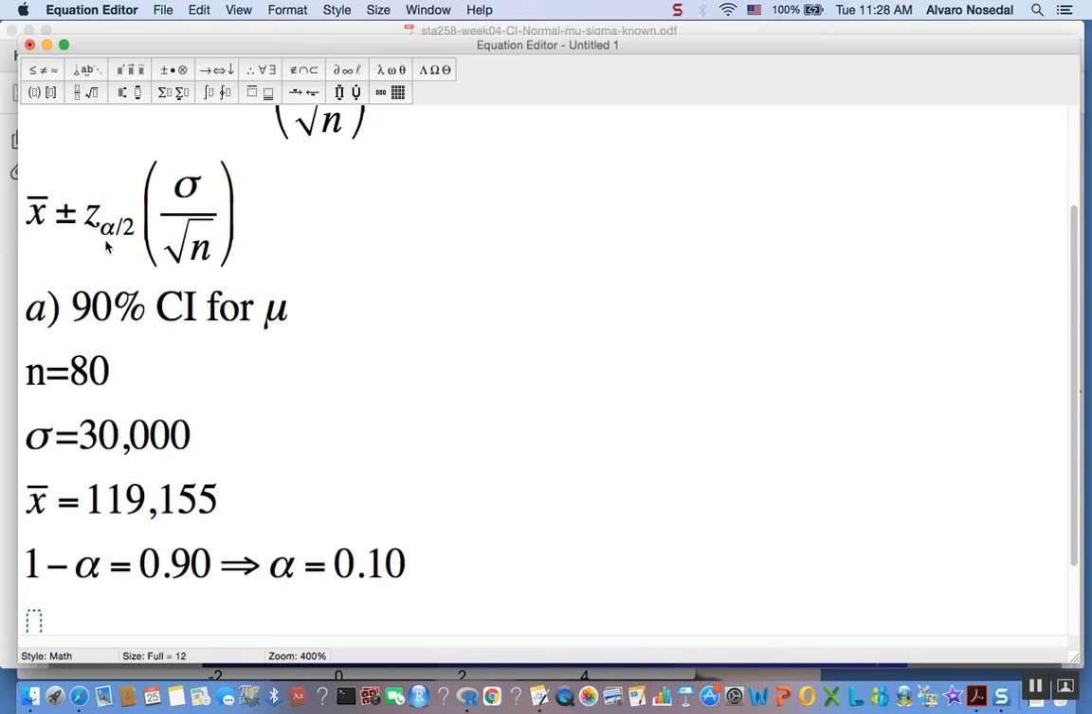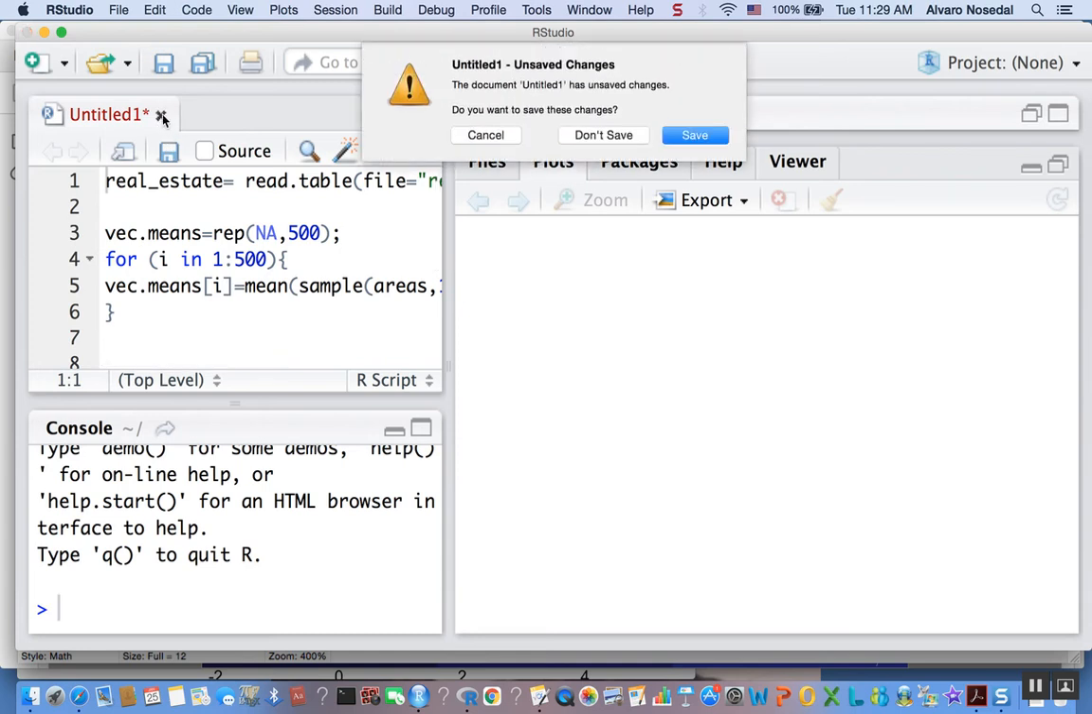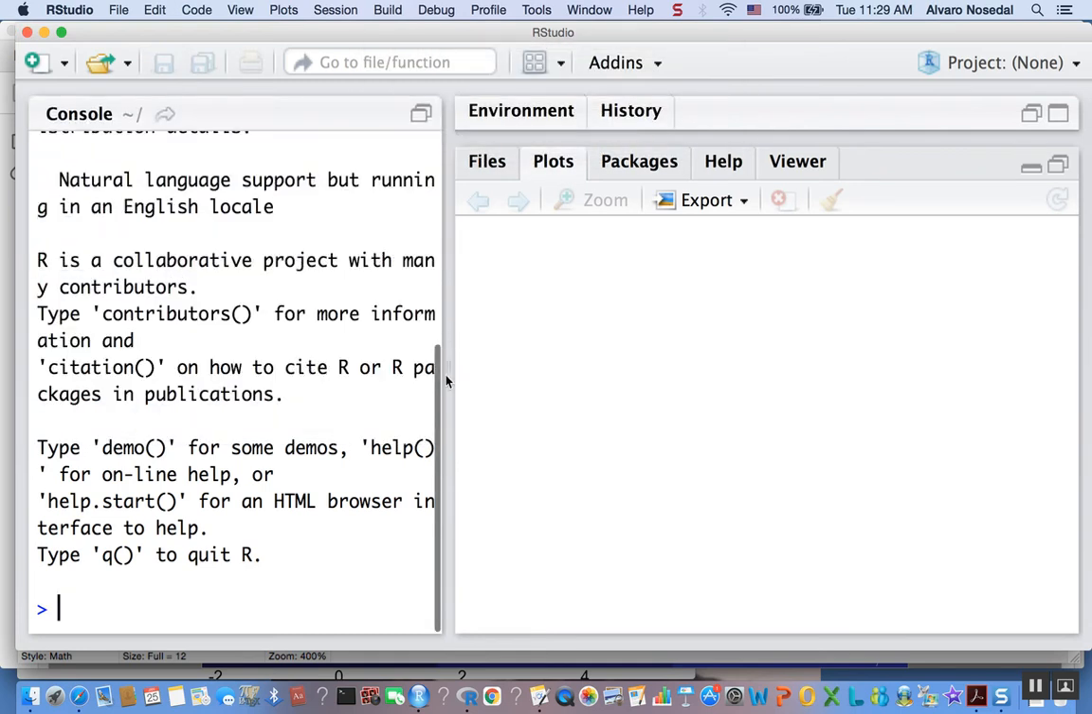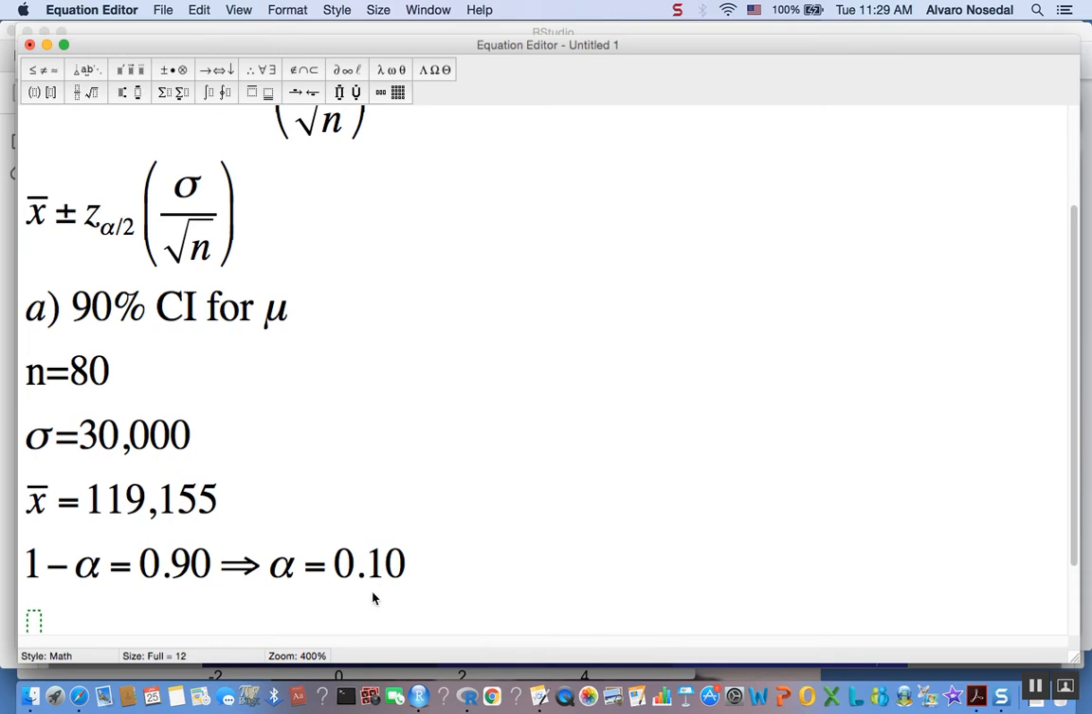So for a 90% confidence interval, let's launch RStudio. So as we said, alpha is going to be, in this case, 0.10, so alpha divided by 2 is going to be 0.05.